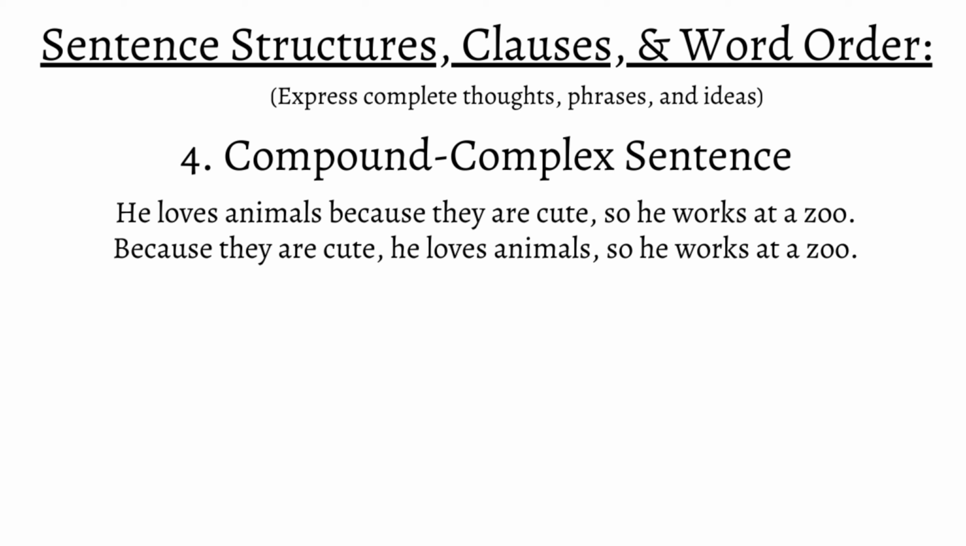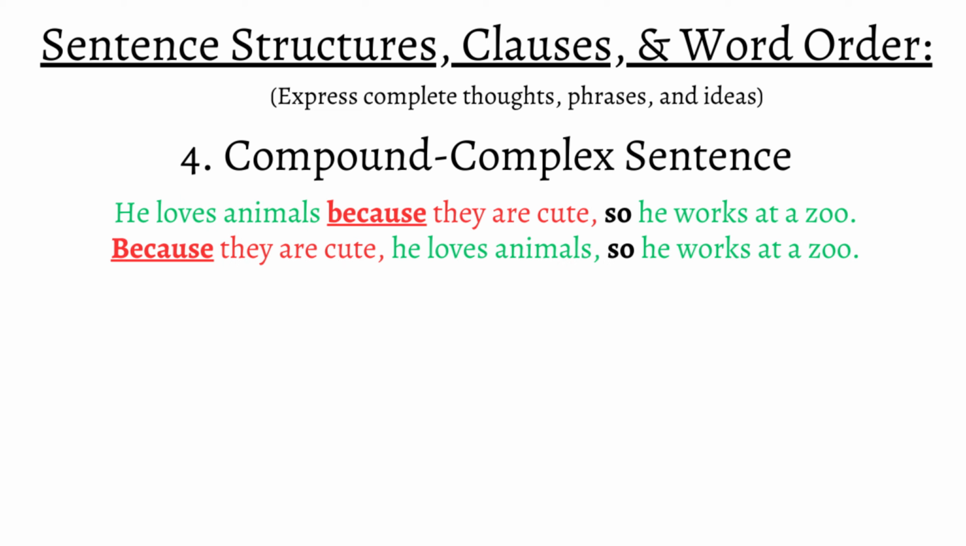The two sentences are compound complex because they have two independent clauses and one dependent clause. The first one begins with an independent clause, follows a dependent clause, a comma, plus a coordinating conjunction, and an independent clause. The second begins with a dependent clause, following a comma, and then proceeds to the independent clauses. The word because is a subordinating conjunction in the dependent clauses that cannot stand on their own, and so is the coordinating conjunction that connects the two independent clauses.